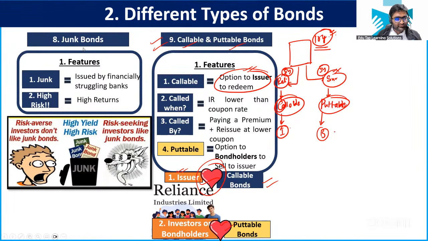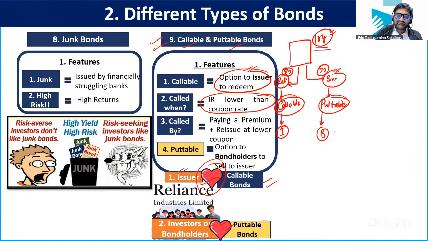I hope things are clear. Yes, it is an option, not an obligation. In a callable bond, the interest rate would be lower than the coupon rate. So here, whenever the company is taking this bond back, it has to give some payment, right? That is called some premium.